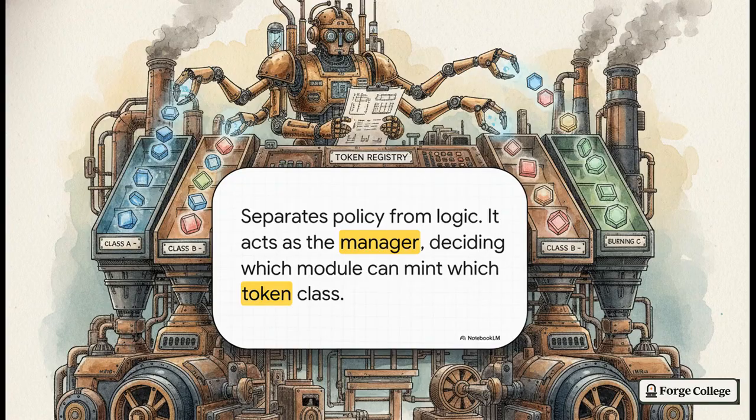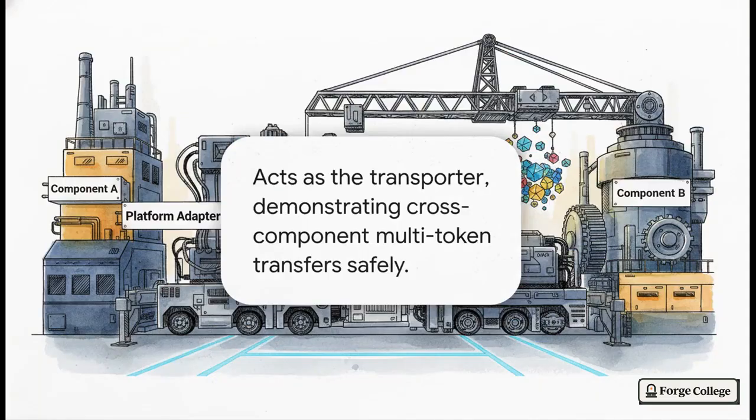And our second supplementary gear is the platform adapter. Think of this one as the transporter. It handles cross-component multi-token transfers using safeTransferFrom. And it does all this heavy lifting without embedding complex policy into the core token contract itself. It brilliantly illustrates exactly how we move assets safely across our factory floor.